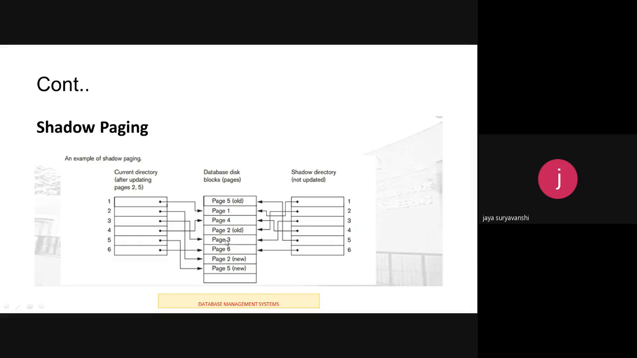In case of failure, for recovery purposes, the modified database pages are freed and the current directory is discarded. The shadow directory provides the state of the database before the transaction execution. The state is recovered by restoring the shadow directory. In this way, the database returns to its state prior to the transaction that was executing when the crash occurred, and any modified pages are discarded. This technique can be recognized as a no-undo/no-redo technique for recovery of the database, because for recovery neither undoing nor redoing of data items is performed.